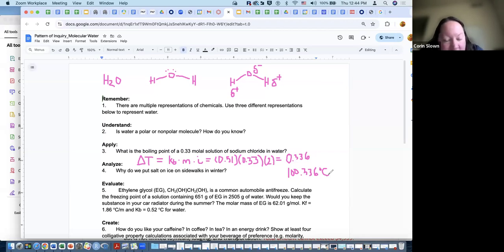Okay, ethylene glycol, EG, is a common automobile antifreeze. Calculate the freezing point of a solution that has 651 grams of EG in 2,505 grams of water. Would you keep the substance in your car radiator during the summer? The molar mass of EG is 62.01. The KF value is 1.86, and the KB is 0.52 for water. So what do you think?